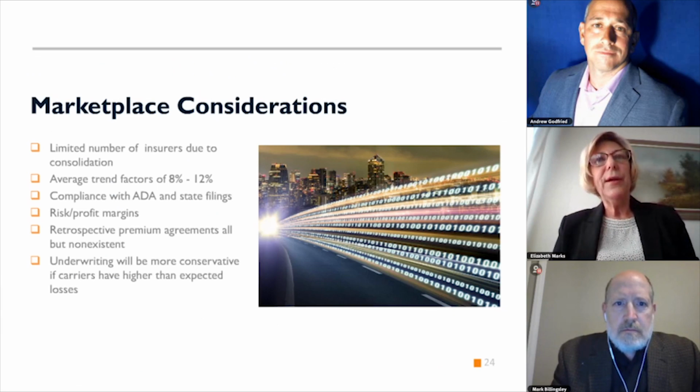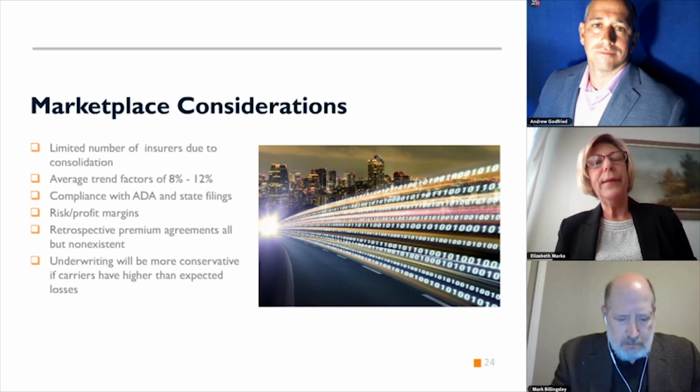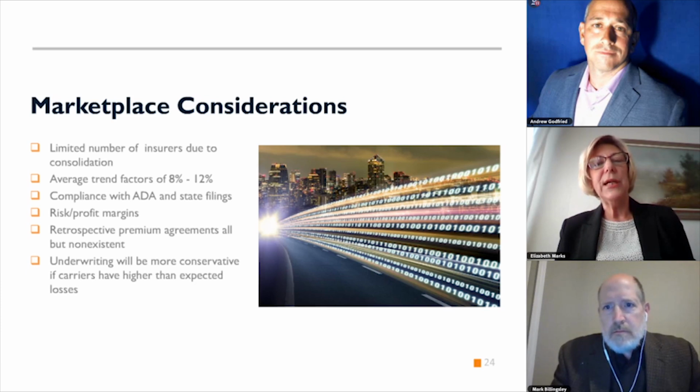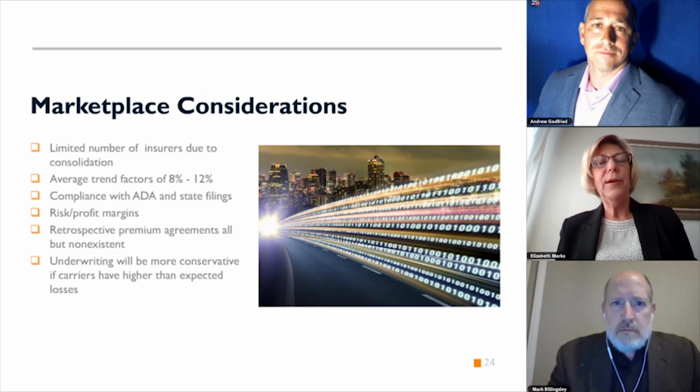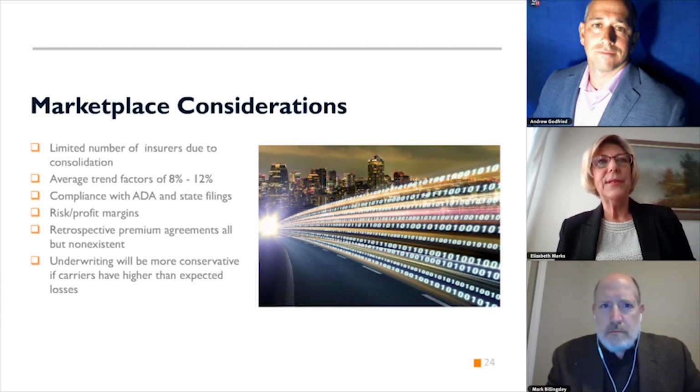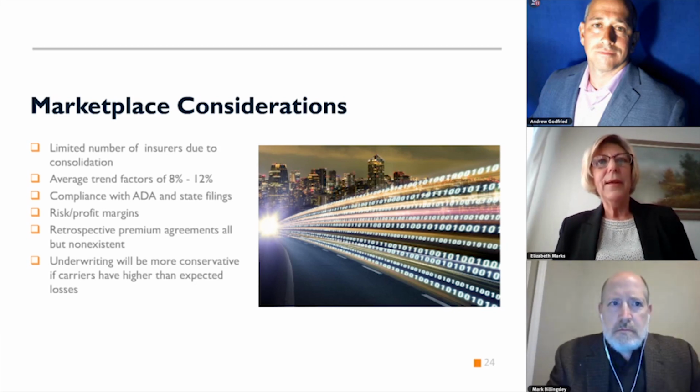So when we think about the cost of student health plans, for the insured plans in particular, we should think about the marketplace and what's going on there and how that impacts your cost. So there are a couple of things to think about. One is there is a limited number of insurers due to consolidation, and this is general within the healthcare industry, even in employer plans. We have a very few number of carriers. When we're looking at projecting claims, carriers are using average trend factors of 8 to 12%. So if your claims look really good and you're predicting for the next year, you're still going to have to try to figure out what's going to happen to those claims in the next 12 to 18 months.